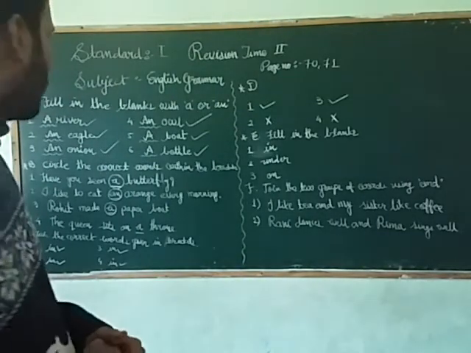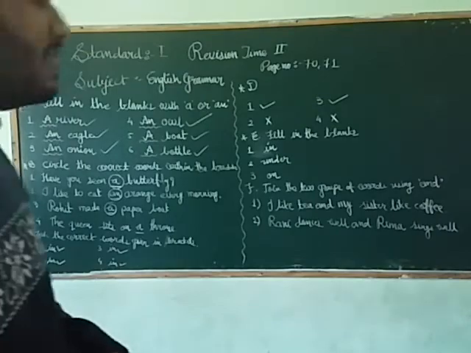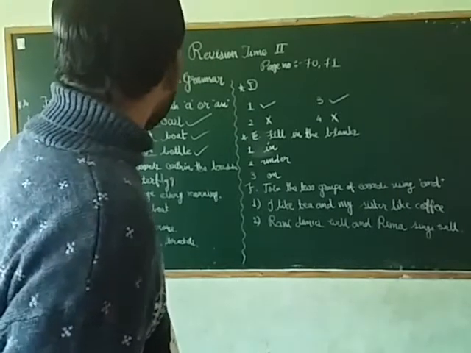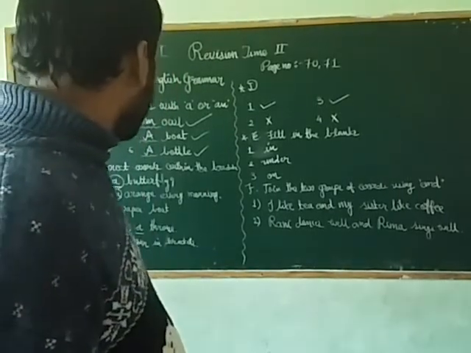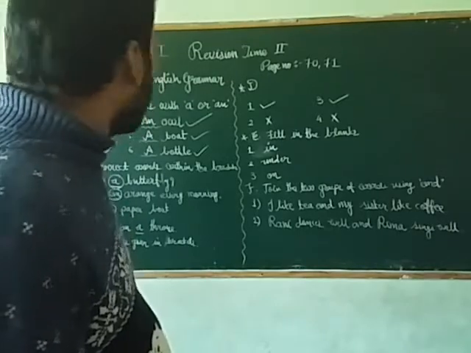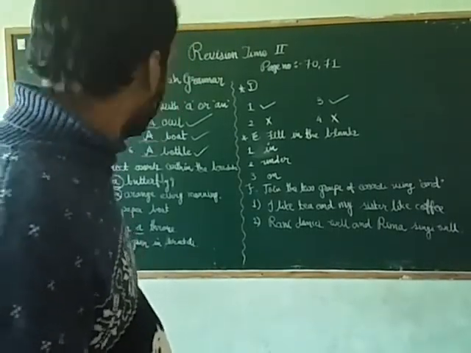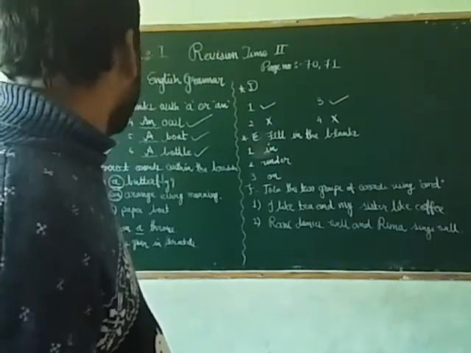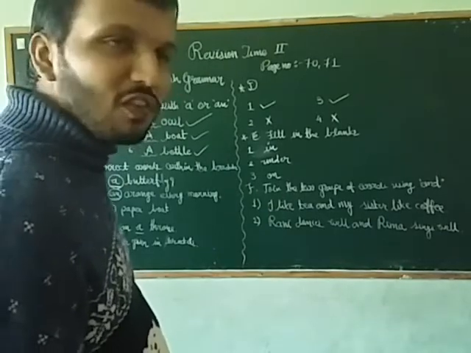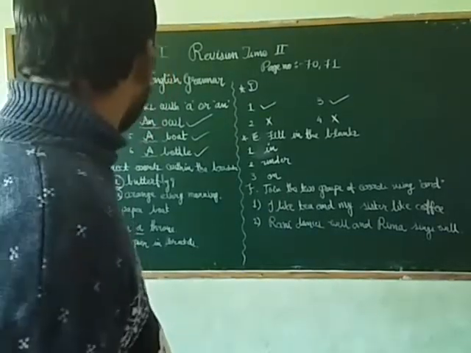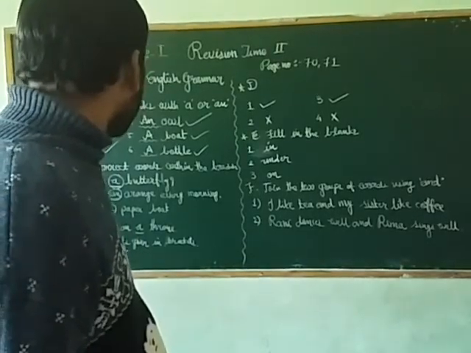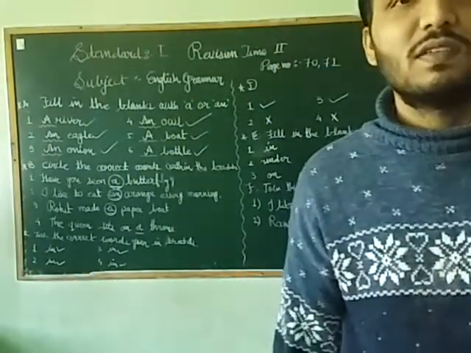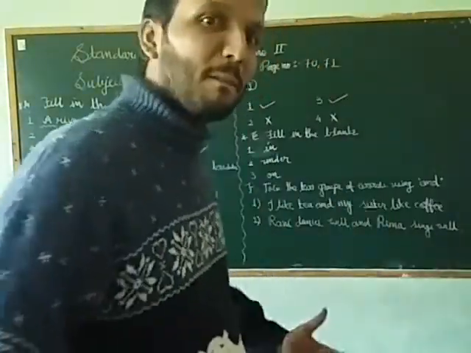First number, have you seen a butterfly? Answer is a. Second number, I like to eat an orange every morning. So answer is an. First number, have you seen a butterfly? क्या आपने एक butterfly देखा है? And second number, I like to eat an orange every morning. मुझे हर रोज सवेरे सवेरे एक orange खाना बहुत पसंद है.